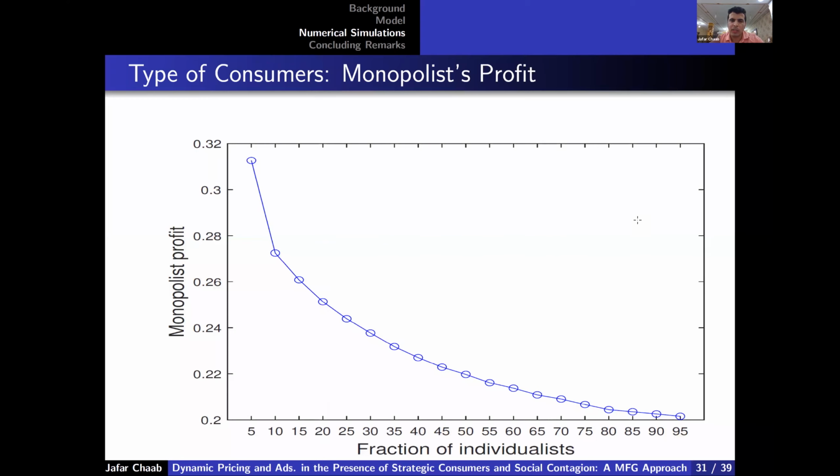Here, we are trying to see how the fraction of individualists to conformists is going to change the monopolist profit. We have found that the firm will be in the best position when the market becomes mainly composed of the conformist segment. Why is that? Because when social contagion becomes dominant in the market, the firm can enjoy free advertising, and by investing less in the advertising campaign, the firm can get higher profit.